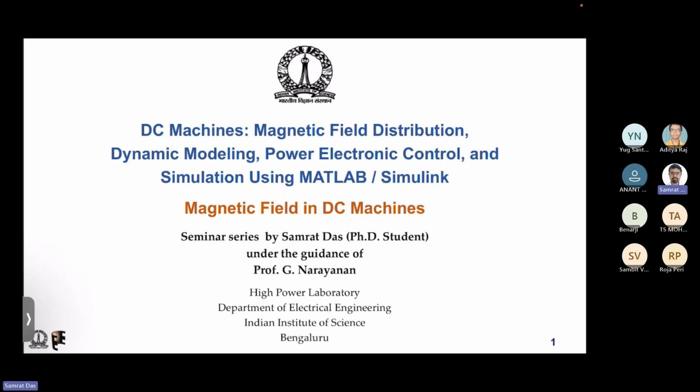So before we stopped, we had an elaborate introduction on what all things we are going to discuss. Today we'll start with the first topic, that is, first we'll understand the DC machine. Prior to that, I have already discussed a brief understanding of torque production.